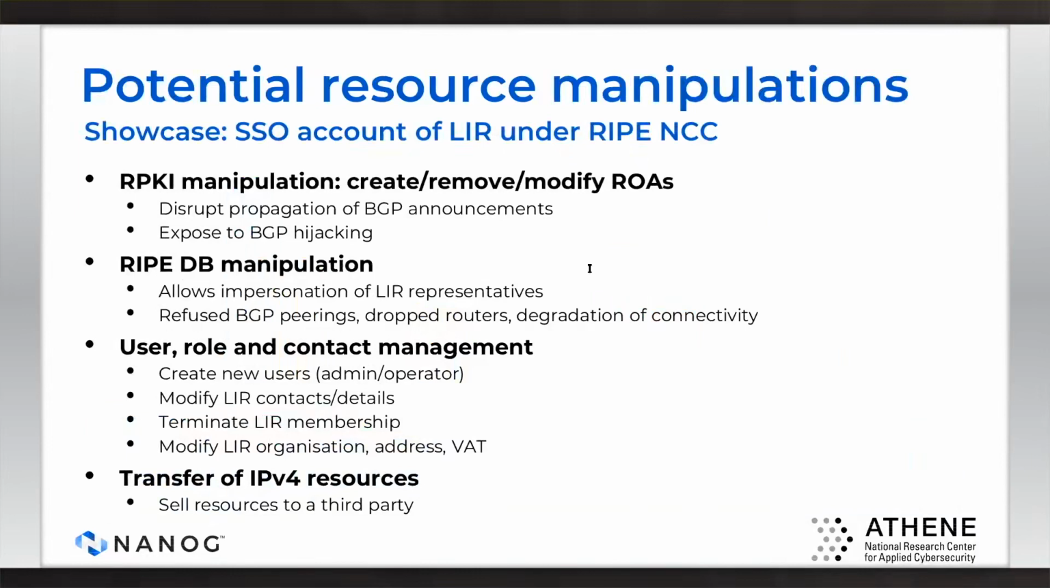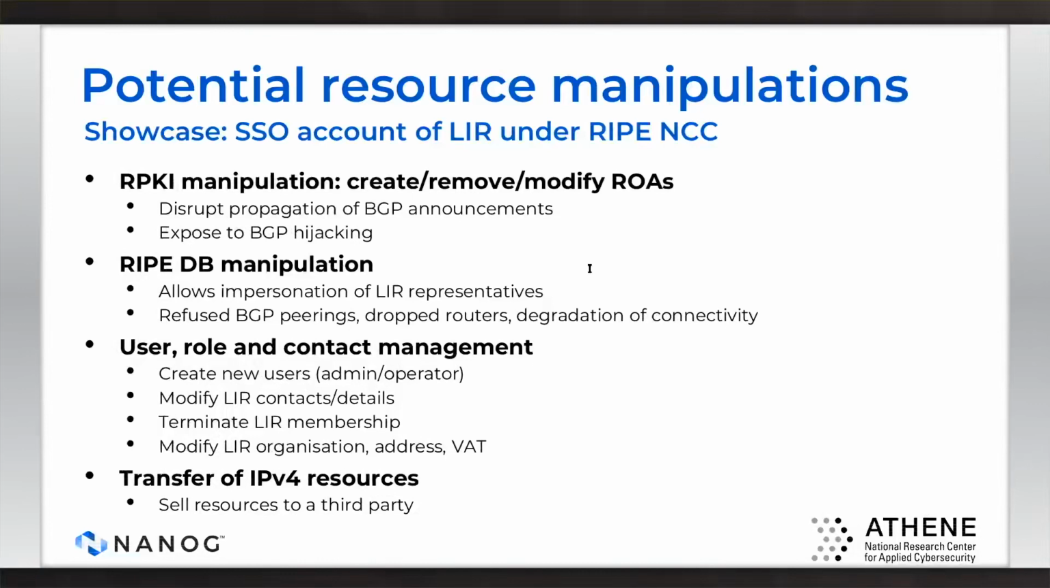We take the account of a LIR on the RIPE as an example. Firstly, the attacker can manipulate RPKI status. He can modify route origin authorizations so that he can either disrupt the propagation of BGP announcements or expose an RPKI-protected network to BGP hijacking. The attacker can also manipulate the RIPE database or WHOIS database. This would allow him to impersonate AS representatives or even affect network connectivity, as some BGP routers use WHOIS data for filtering.